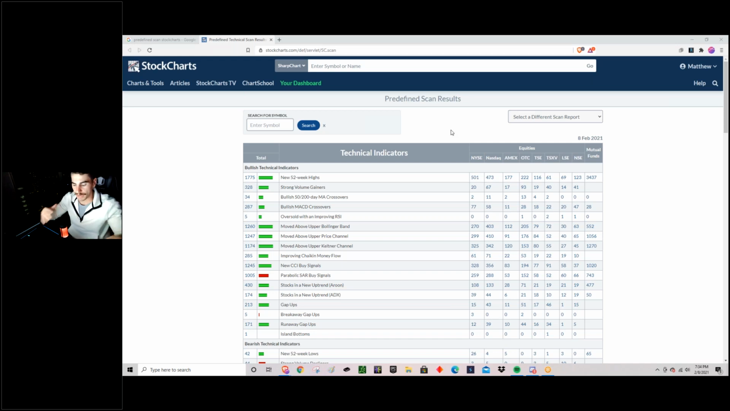The type of chart that I love, which is my favorite look personally, is something coming off of a bottom. And right now, my proprietary scan that I run every single day, I've been getting scores and scores of hits. But you don't need a proprietary scan if you're not good with plugging in all the technical stuff to get a scan written. You can just go to predefined scan.